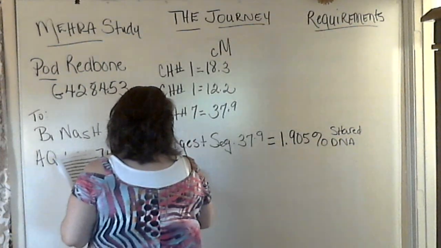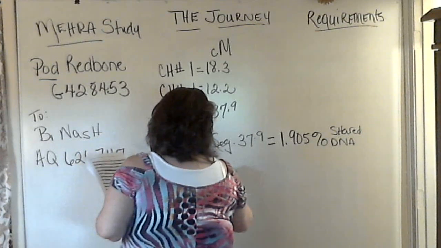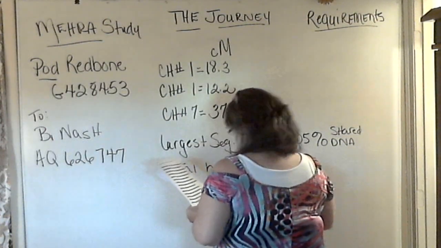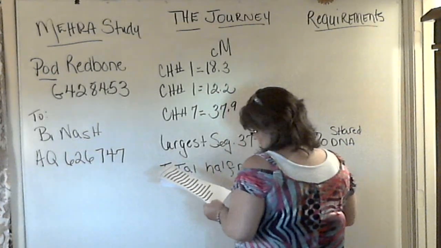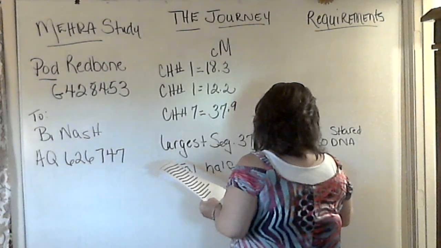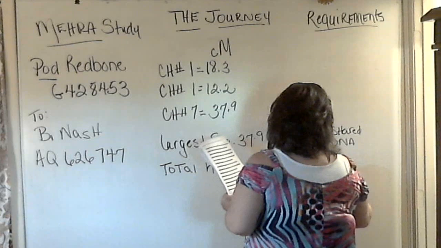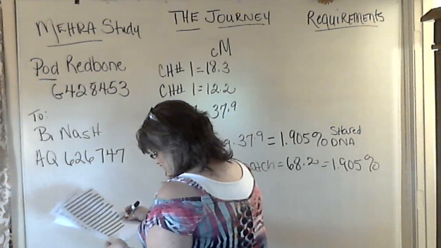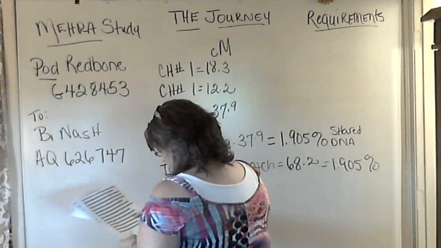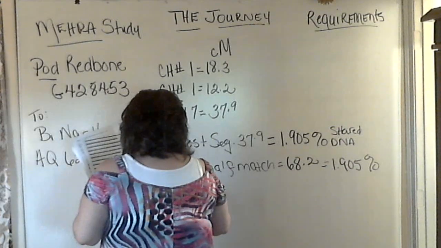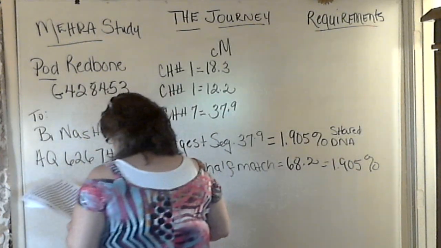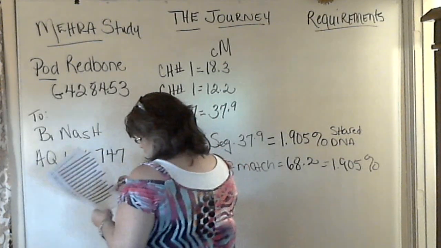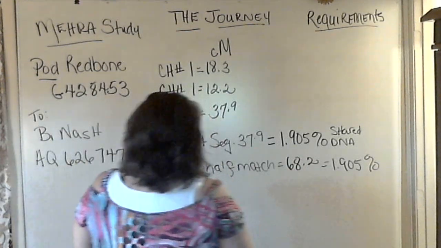We have a total half match which equals 68.2, which also equals 1.905% shared DNA. We have one full match. So we have one half match and one full match, okay, which is right.